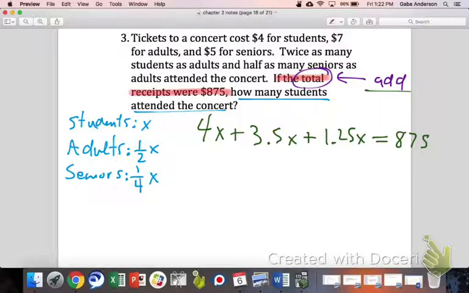Okay, so let's take Issa's advice here and let's add up our like terms. I think that's exactly what we need to do. So if we add that whole left side up, what do we get?